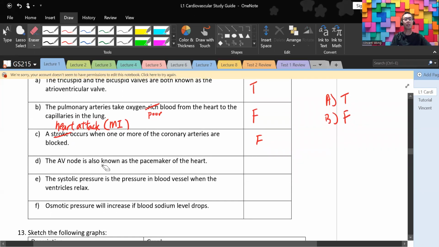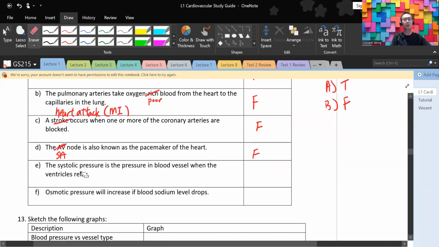The AV node is also known as the pacemaker of the heart. The pacemaker sets the rhythm of the heartbeat, right? And that is not the AV node. It is the SA node. The systolic pressure is the pressure in blood vessels when the ventricles relax. That is false. It should be when the ventricles contract.